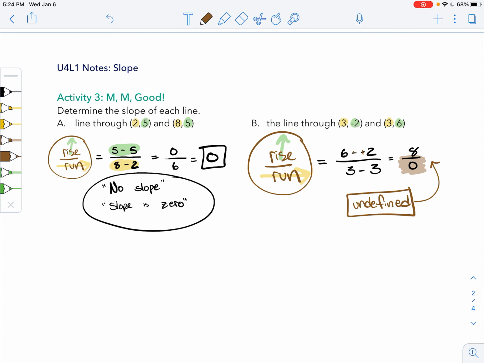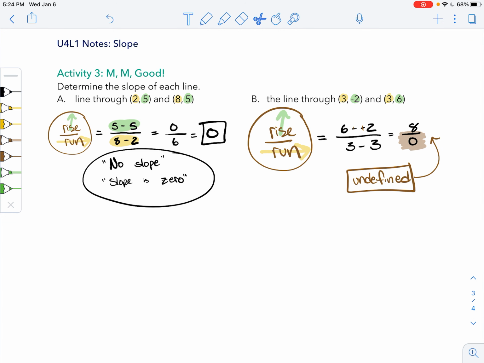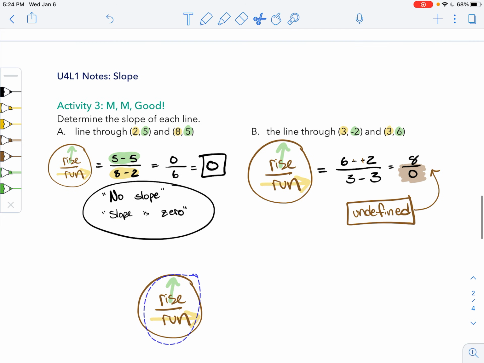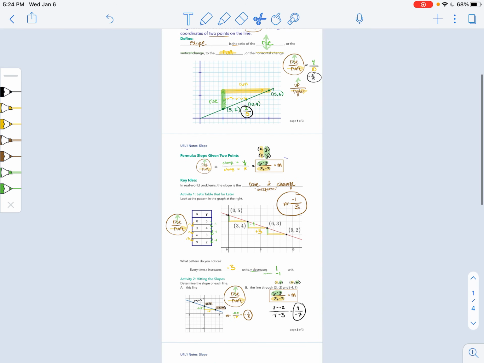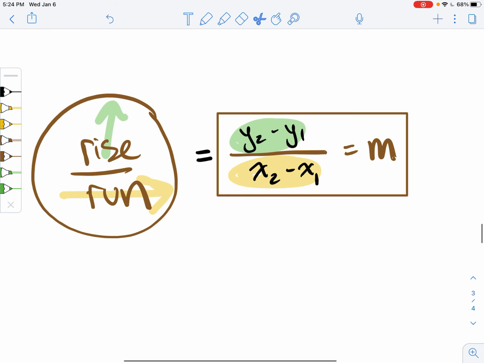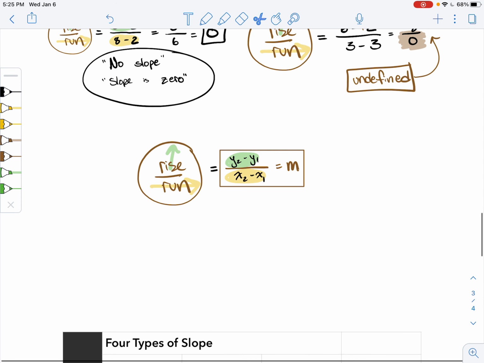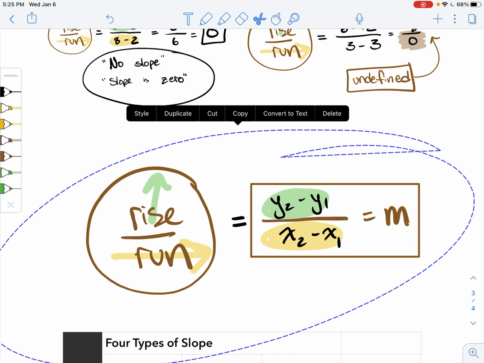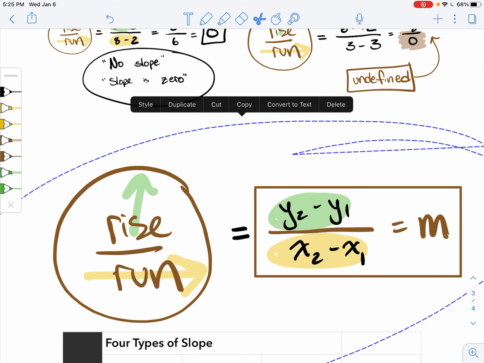Okay, so there you have it. Our key idea of the day: slope is rise over run, and the formula for that is the change in y over the change in x. It's really nice that rise rhymes with y's. So rise over run, y's over x's. We say slope is always m. That'll come in handy later. Okay? Yay! You're not done though. We have 4 pictures to help you.